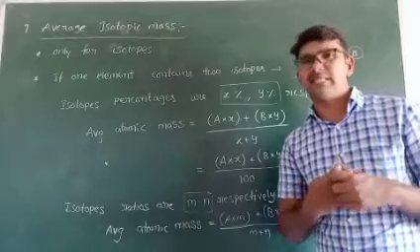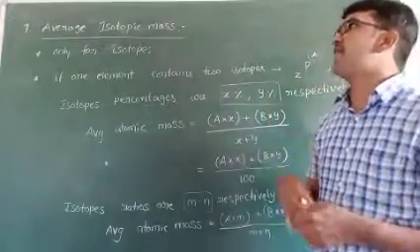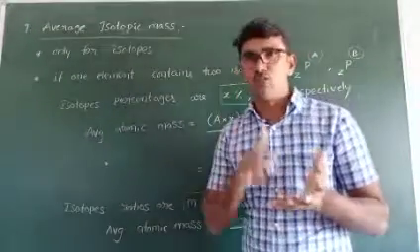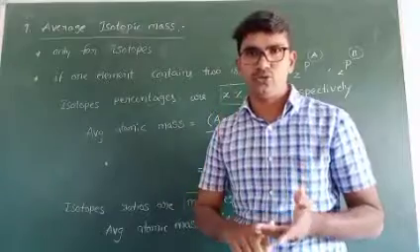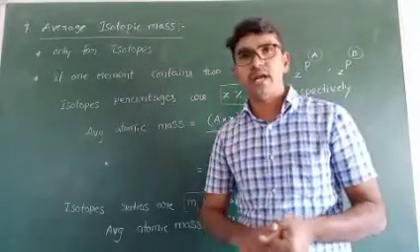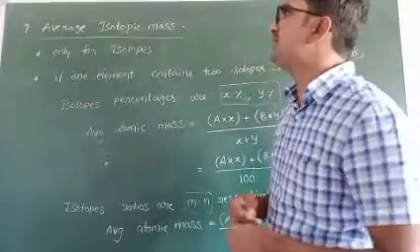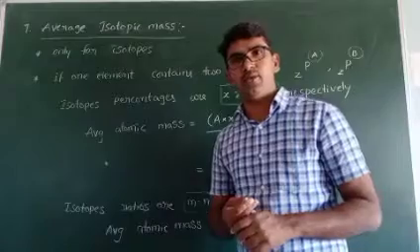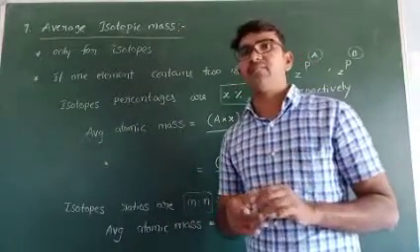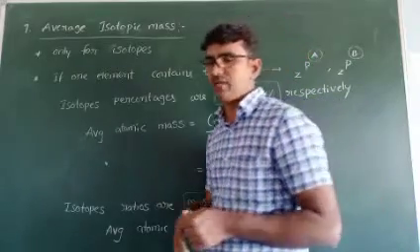So today's concepts are: isoelectronic species, isodiaphers, isosters, and average isotopic mass. Total 7 concepts completed: isotopes, isobars, isotones, isoelectronic species, isodiaphers, isosters, and the last one is average isotopic mass. These are all most important. Read well, practice well at home, and all the best for tomorrow's exam. Okay, thank you very much.